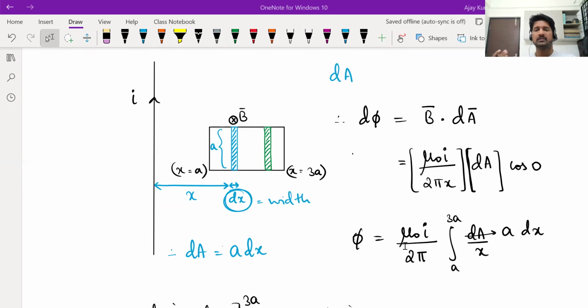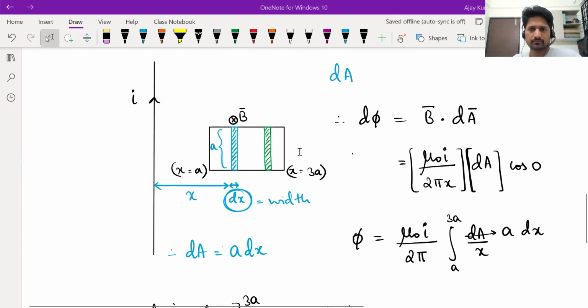So check whether the field is uniform or non-uniform. First visualize the field, then check whether the field is uniform or non-uniform. If it is non-uniform, proceed this way. You need to carefully choose an element over which the field can be assumed to be uniform. Then write the expression for flux through that element, and integrate.